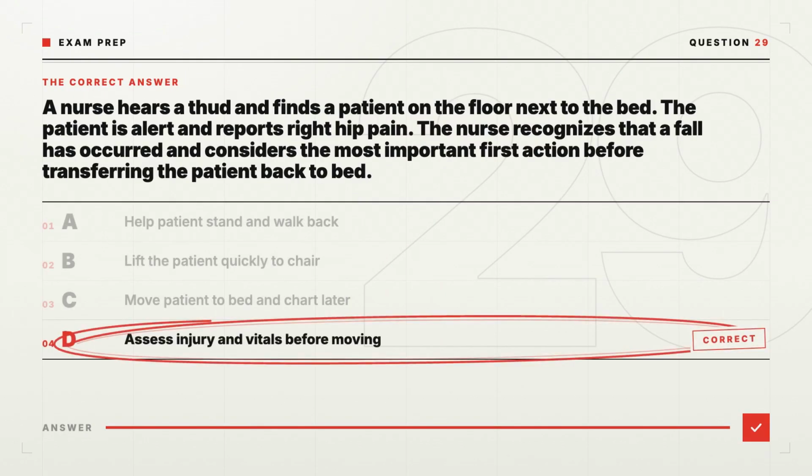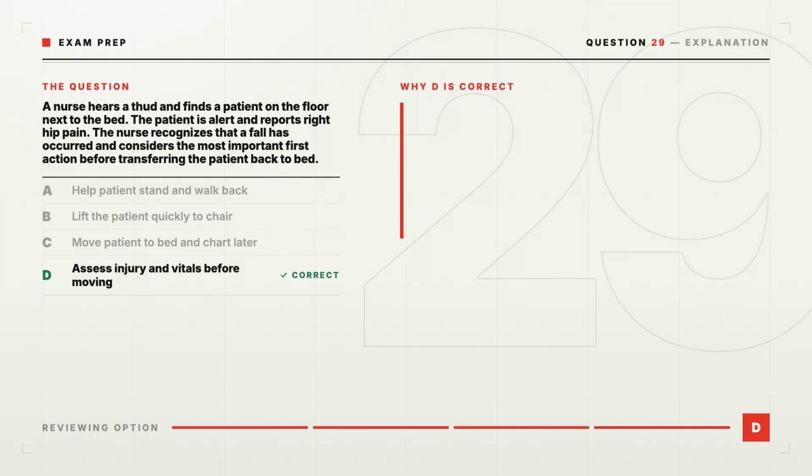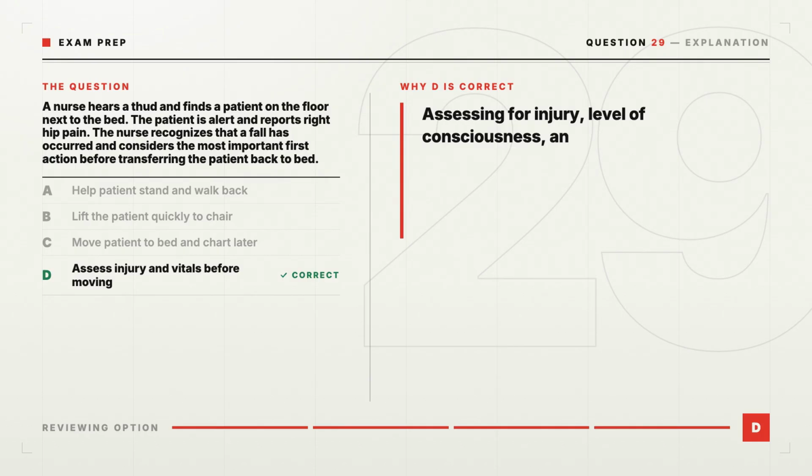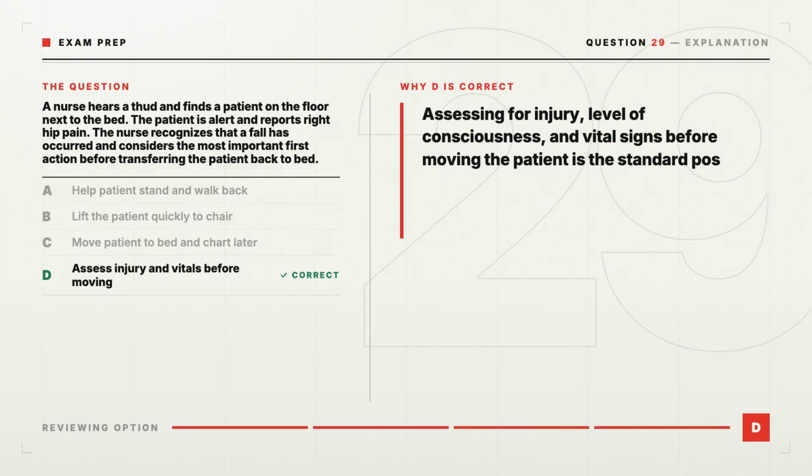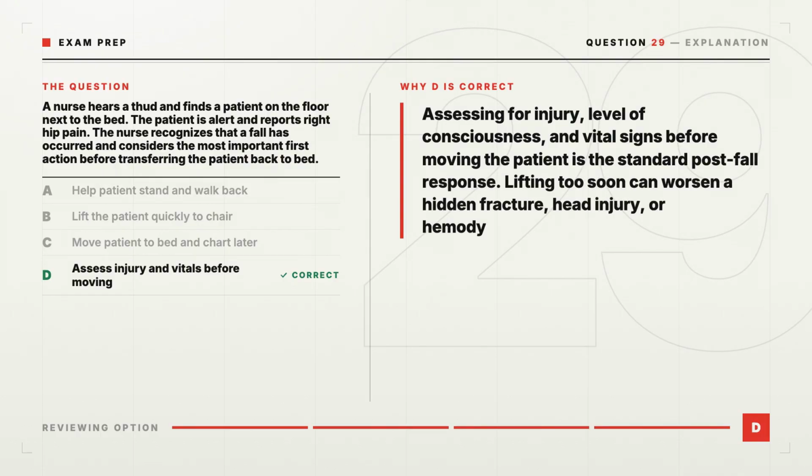The correct answer is D. Assess injury and vitals before moving. D is correct because assessing for injury, level of consciousness, and vital signs before moving the patient is the standard post-fall response. Lifting too soon can worsen a hidden fracture, head injury, or hemodynamic problem.